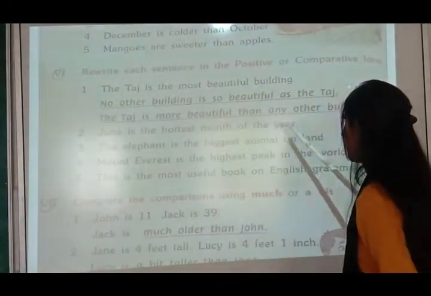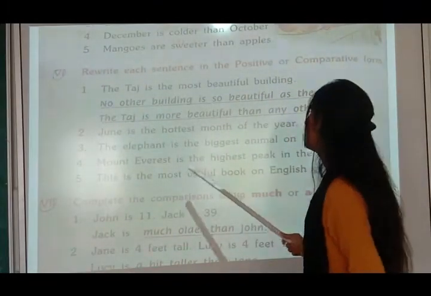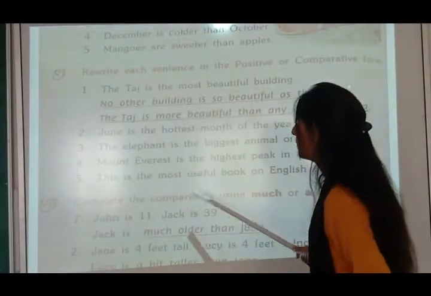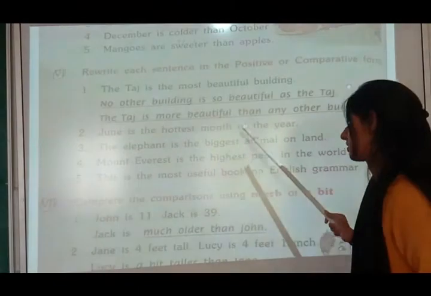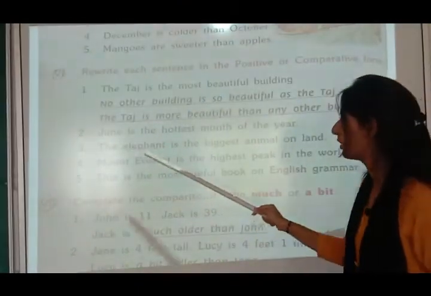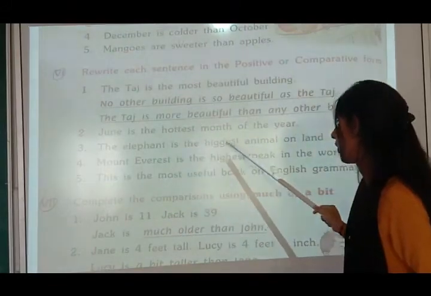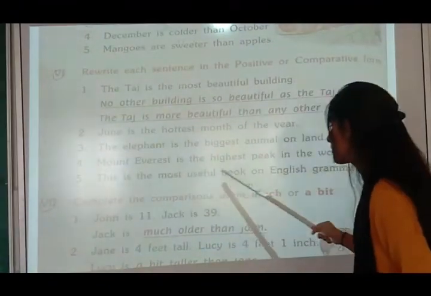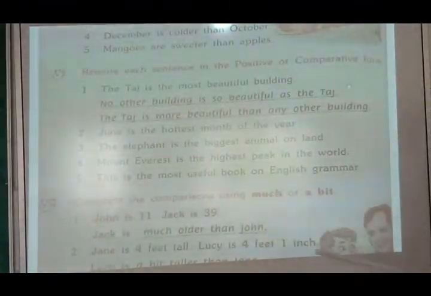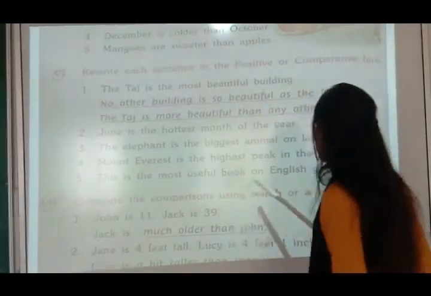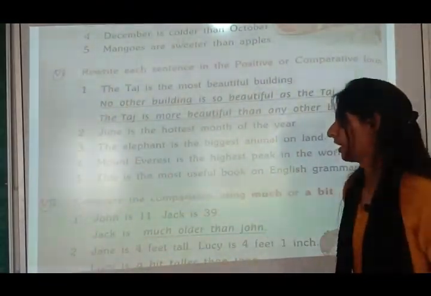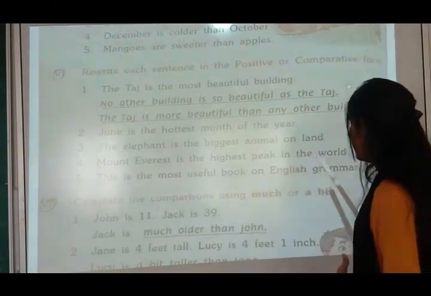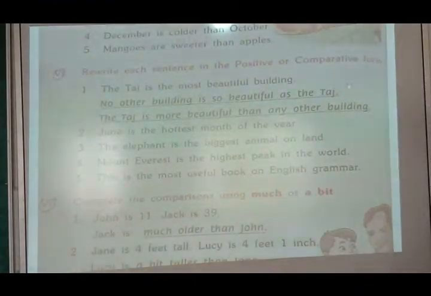June is the hottest month of the year. So no other month is so hot as June. And the second one will be: June is hotter, hottest becomes hotter. June is a hotter month than any other month of the year. This is the most useful book on English grammar. So no other book is so useful as this. And the second one will be: this is a more useful book than any other book.